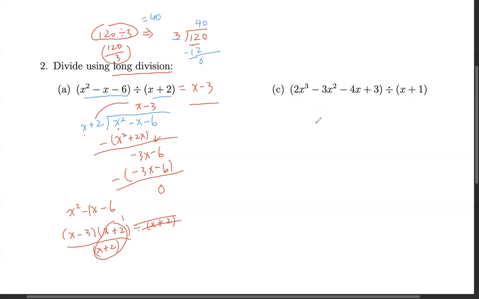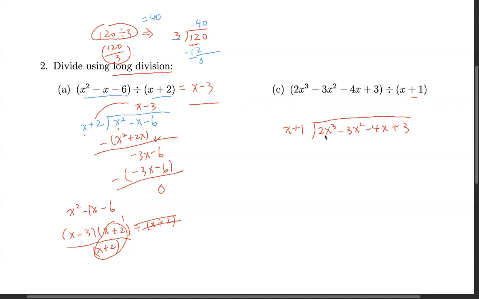Well, let's see this one. We're going to do the same thing. We're going to make this sign, the long division sign. Write the dividend inside. Minus 4x plus 3. And write the divisor outside. Let me change my color.